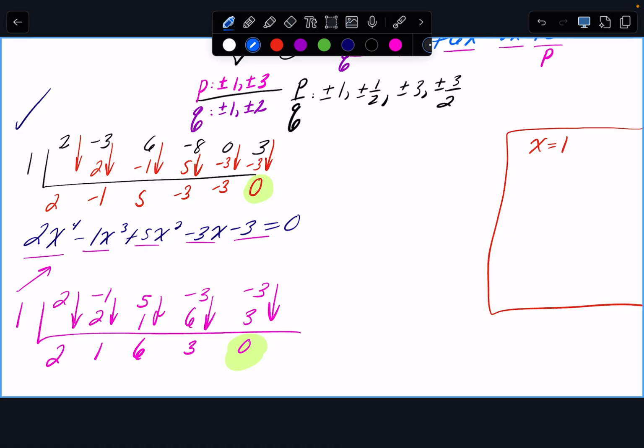So listen to this scenario. What if you get a remainder of not 0? Then you're going to say, oh, okay, I got to test -1 next. You know what I mean? And then you just go through and test. Okay. So x equals 1, multiplicity of 2.